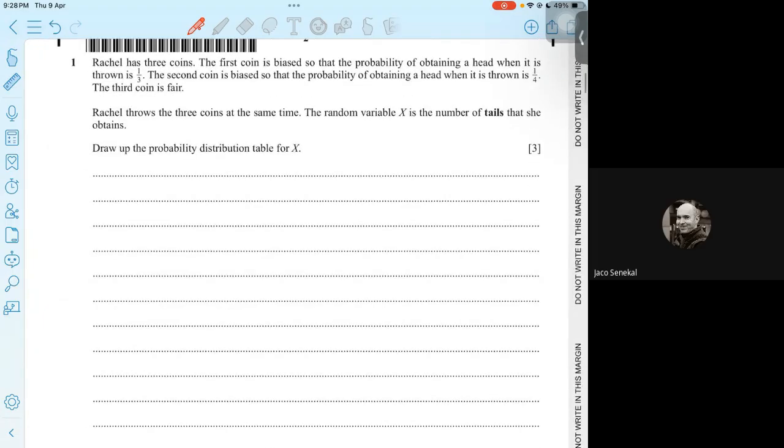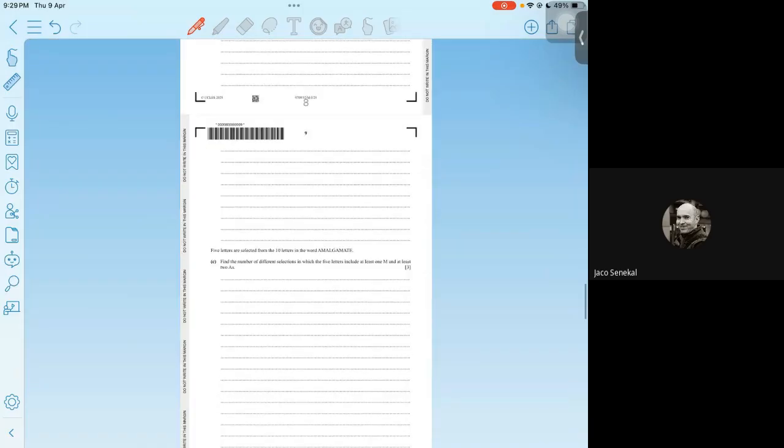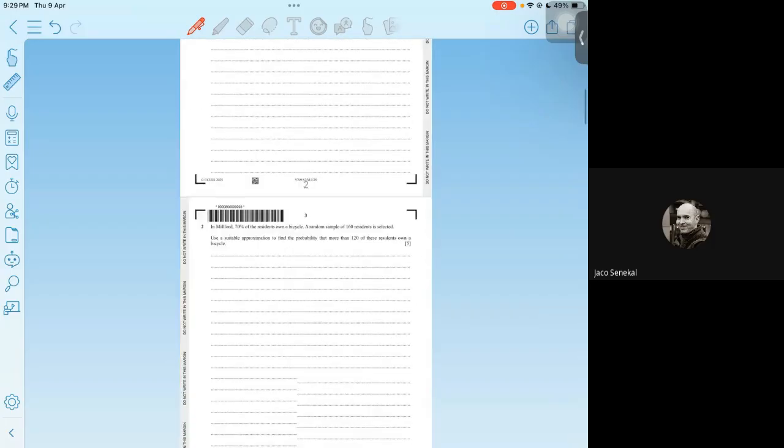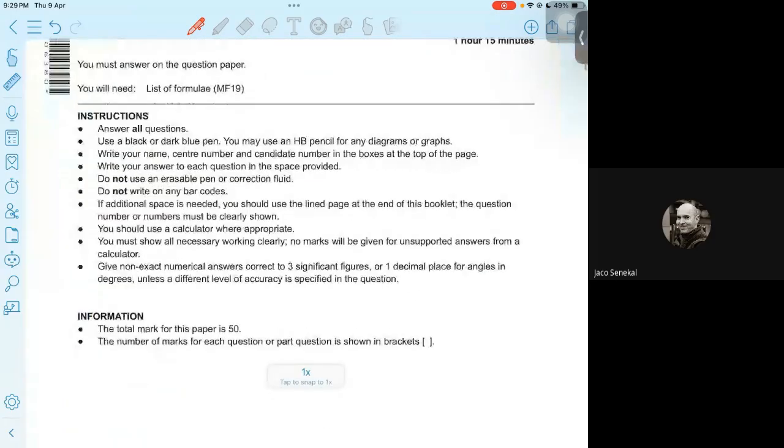So let's start off with the paper. This paper is quite small, I think, since it's just 50 marks. So let's just go over the instructions real quick. There aren't a lot of newly written things here. It's the exact same thing.